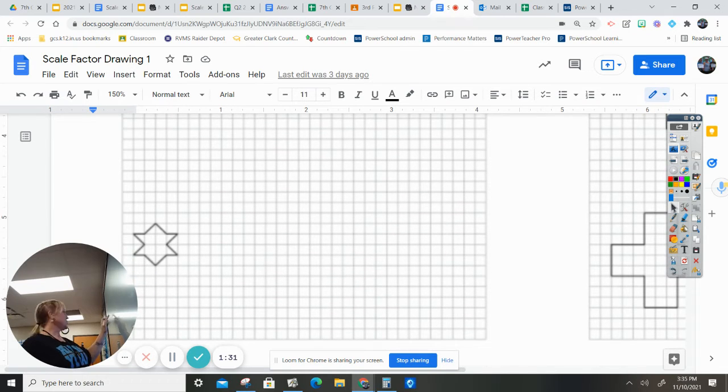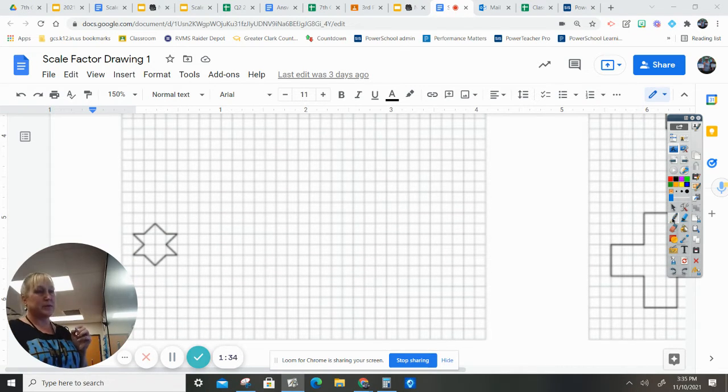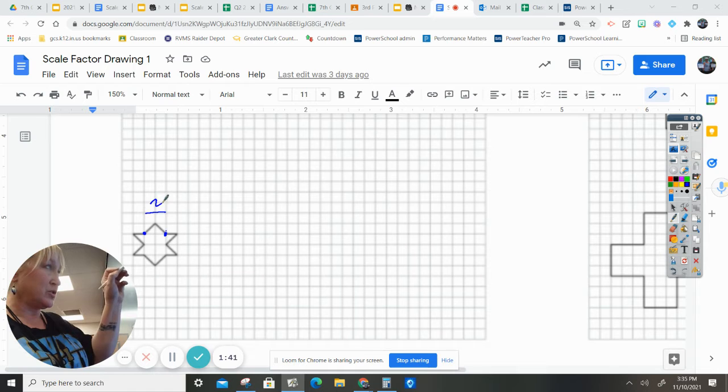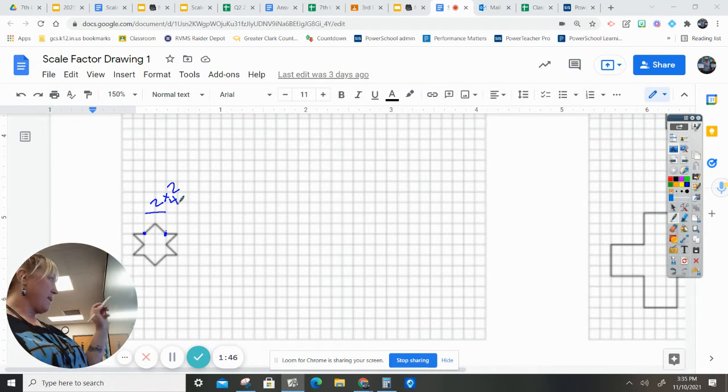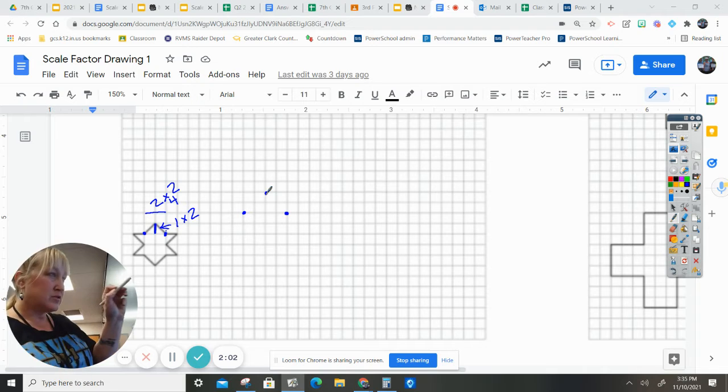Okay. There should be a star on your paper. It's a little bit more complicated, so I have to think about this, okay? Got a dot here, a dot here. Those dots are 2 apart. They need to be 4 apart. Okay, now I need to think about this shape. That's 1. It needs to be times 2. So I'm thinking about where all these points are.